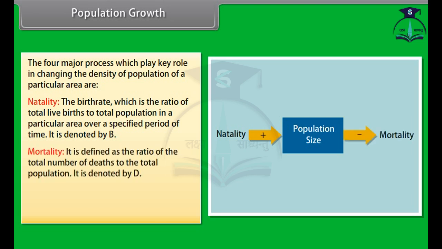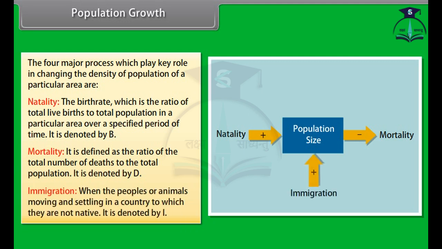It is denoted by B. Mortality. It is defined as the ratio of the total number of deaths to the total population. It is denoted by D. Immigration. When people or animals move and settle in a country to which they are not native. It is denoted by I.